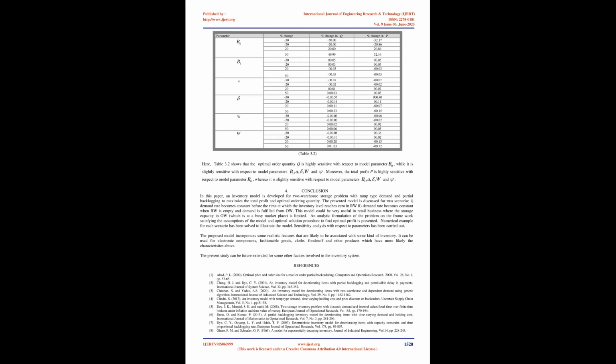Conclusion. In this paper, an inventory model is developed for a two warehouse storage problem with ramp type demand and partial backlogging to maximize the total profit and optimal ordering quantity. The presented model is discussed for two scenarios: one, the demand rate becomes constant before the time at which the inventory level reaches 0 in RW; two, the demand rate becomes constant when RW is empty and demand is fulfilled from OW.